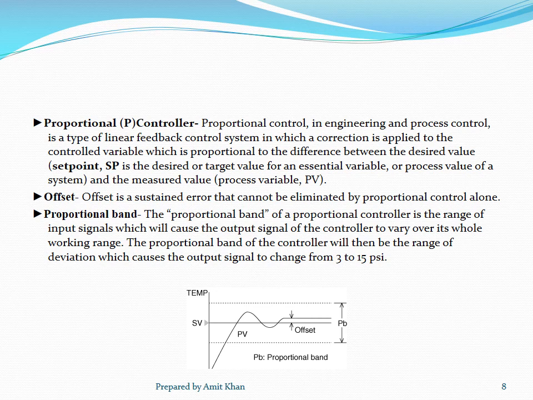Next is what is offset. Offset is a sustained error that cannot be eliminated by proportional control alone.